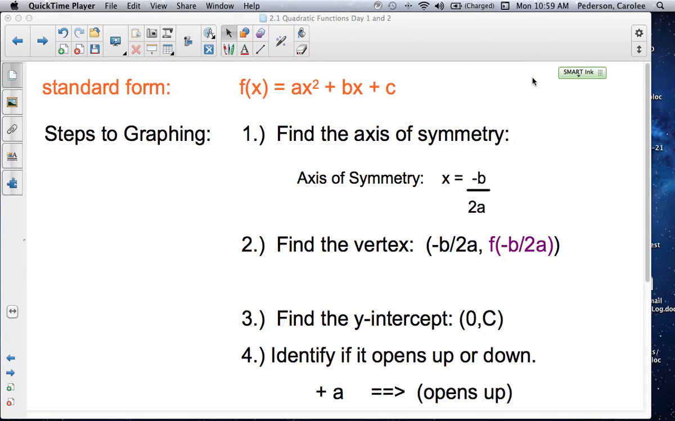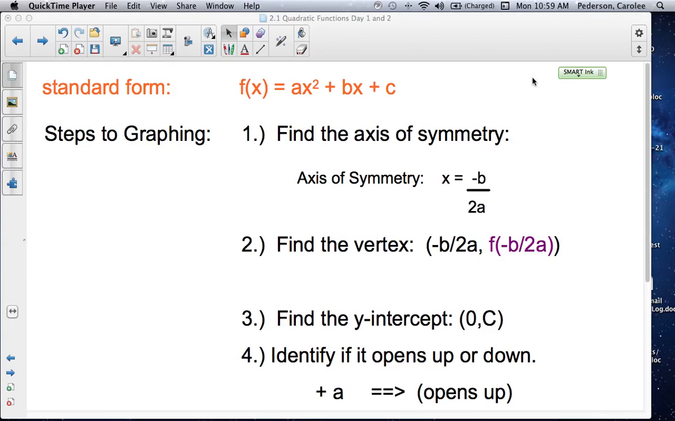This is 2.1 Pre-Calculus, Day 1, Part 2. We've just focused on what is a quadratic equation and how to graph in vertex form applying the transformations.